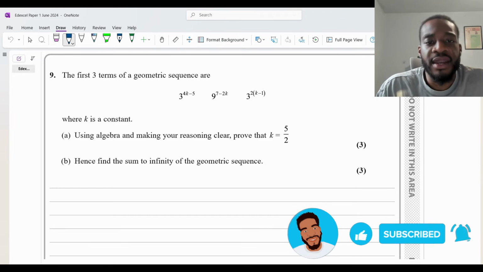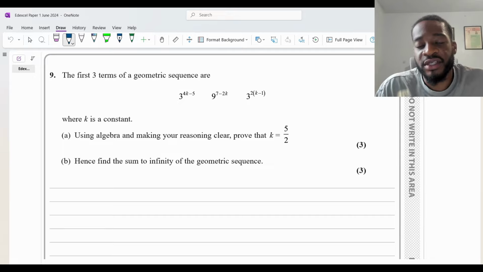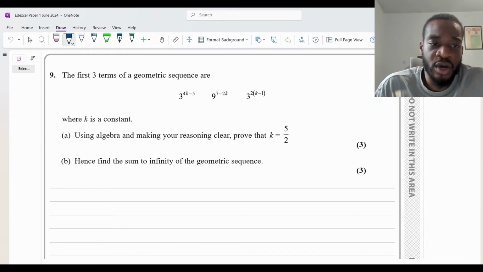Okay, so question 9 says the first three terms of a geometric sequence are 3 to the power of 4k minus 5, 9 to the power of 7 minus 2k, and 3 to the power of 2k minus 1, where k is a constant. Part A says using algebra and making your reasoning clear, prove that k is equal to 5 over 2 for 3 marks.